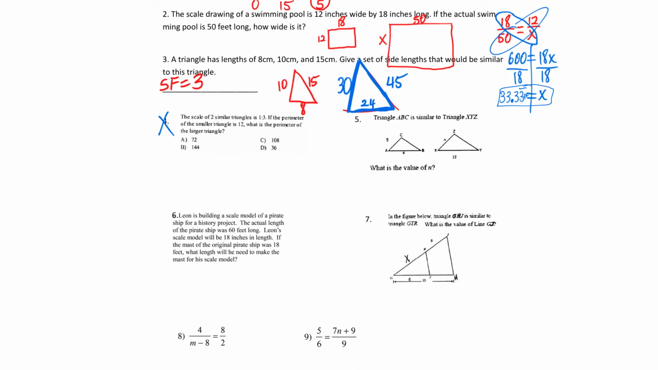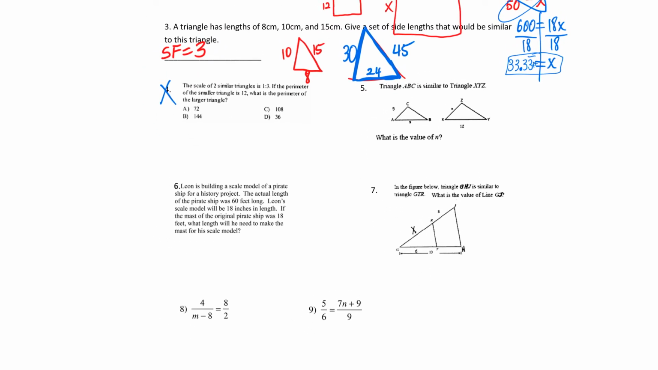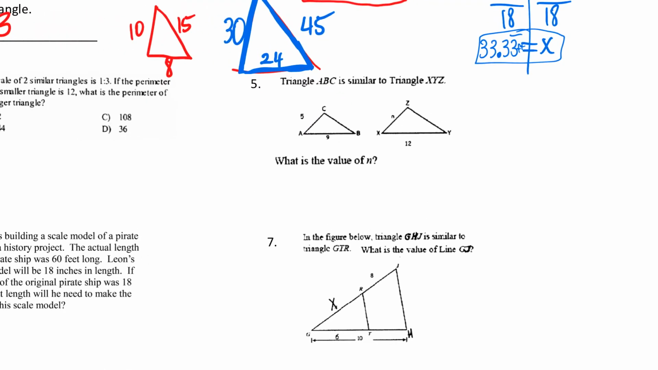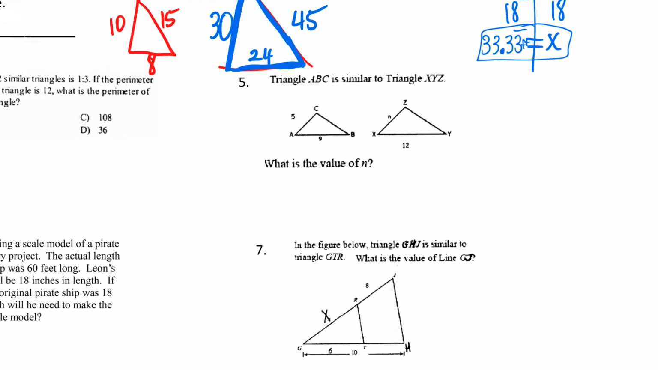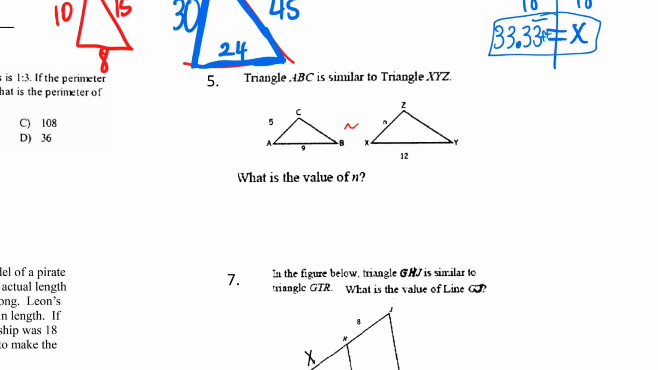Okay, I'm going to have you just skip number 4. Okay, let's talk about number 5. I'm not going to work it out, but let's just talk about this. So I want to find the value of n, assuming these two are similar to each other. Okay, how would I set this up to find n?